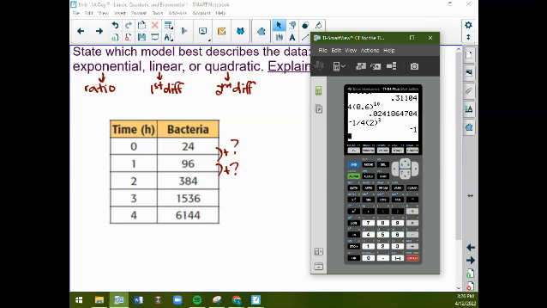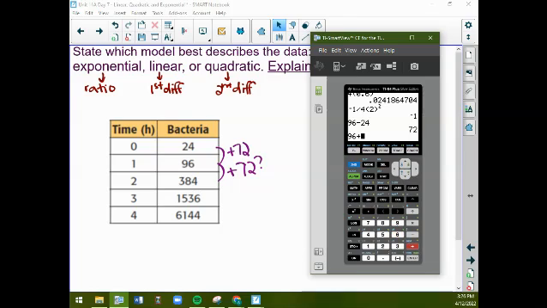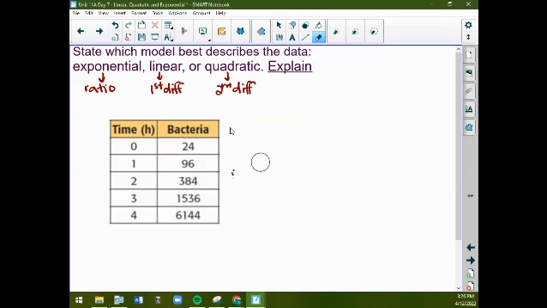Okay, so we can do that by, let's see, what's the difference between 24 and 96? I can do that by doing 96 minus 24. Okay, and it's 72. So to get from 24 to 96, thinking about a first difference, I have to add 72. Okay, to get from 96 to 384, am I adding 72 again? No. 96 plus 72 is 168. Okay, so I know that it is not linear, not a first difference.